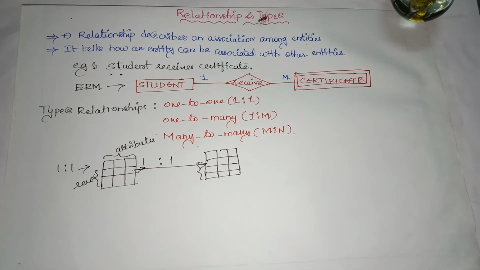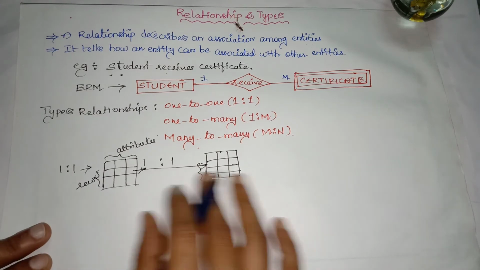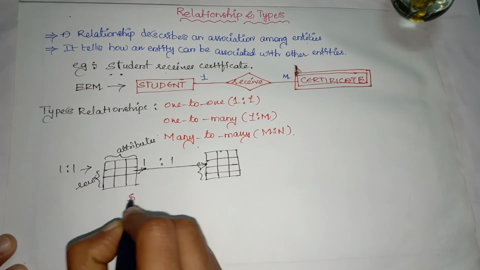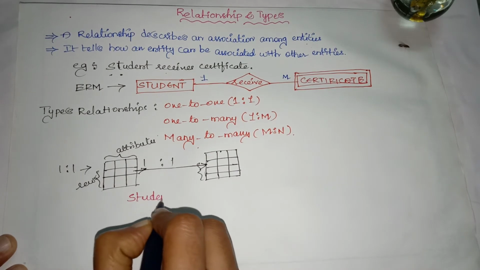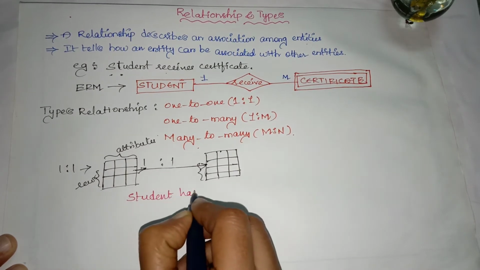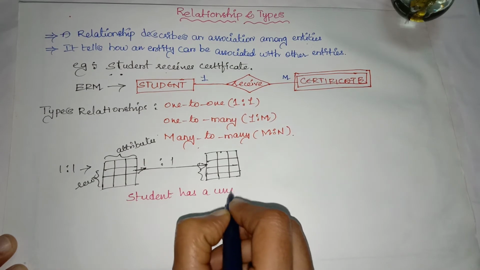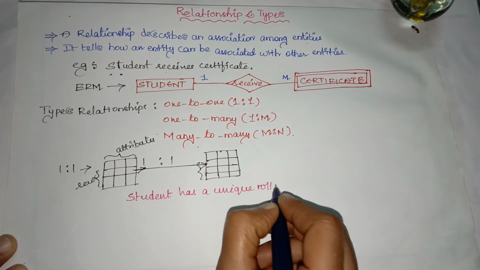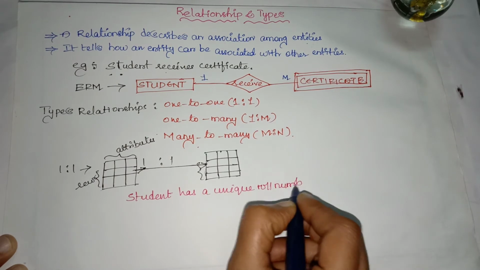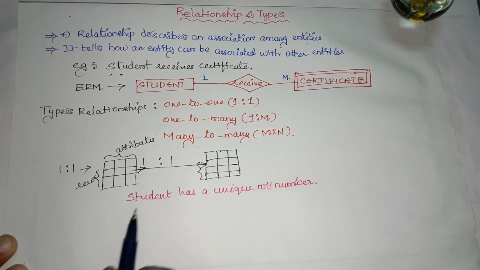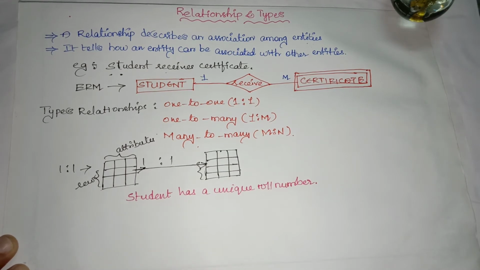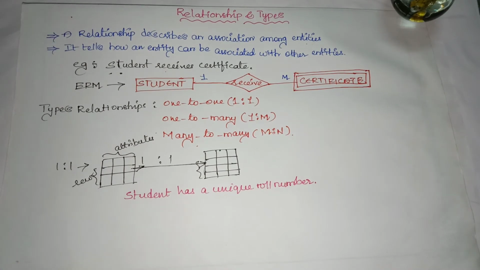I can give you an example. A student has a unique roll number. This is one-to-one because one student has only one unique roll number.